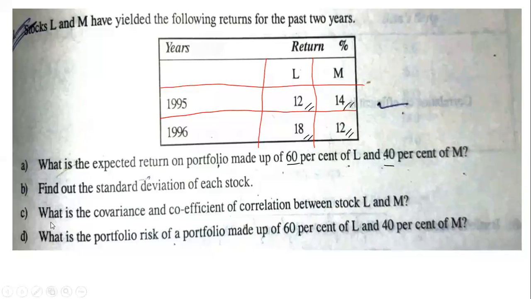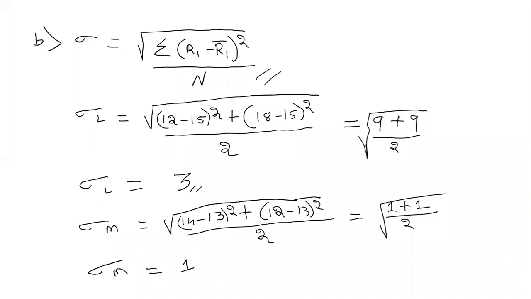So we have solved A, B, C. Now we have to calculate D. What is the portfolio risk of a portfolio made up of 60% of L and 40% of M? In question A, we calculated a return for L, and now we have to calculate the risk between both the stocks when 60% is invested in L and 40% is invested in M. So let's solve this.